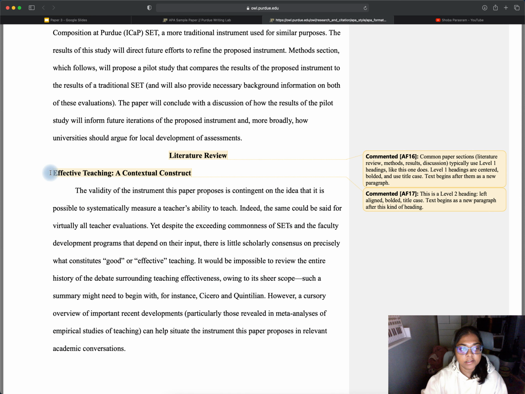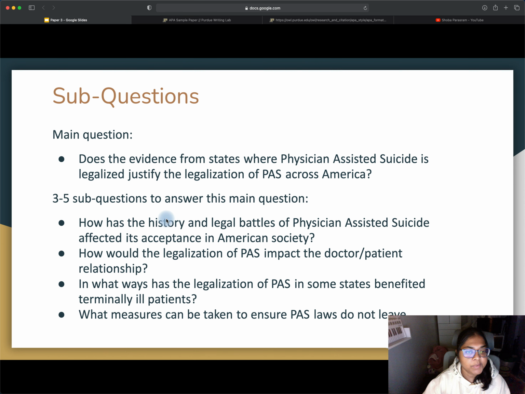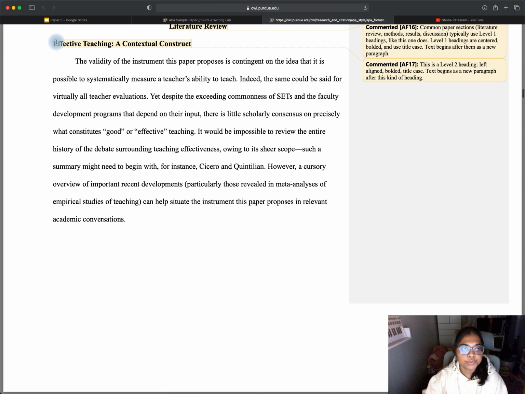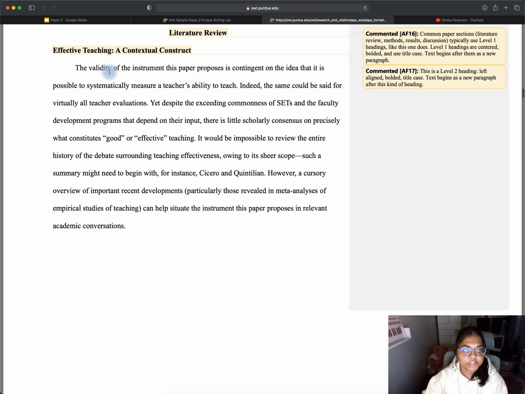If you don't want to write the actual question itself, then you can create a kind of label for the topic. So you might have effective teaching, a contextual construct, or maybe I might say history of legal battles of physician-assisted suicide. So I would just have the general topic rather than asking a specific question. And so if you wanted to use your questions, that's how you would do it.